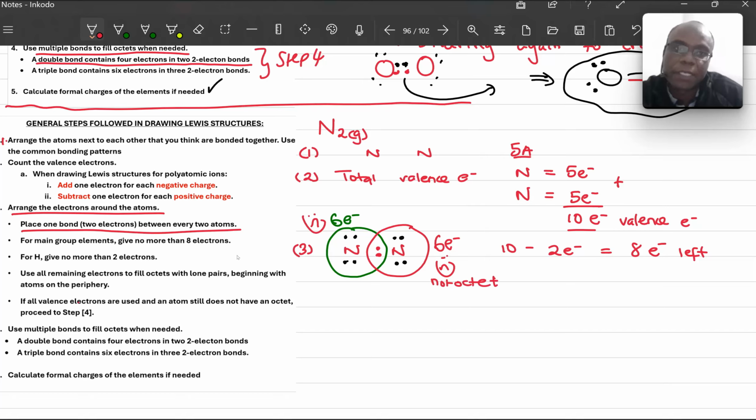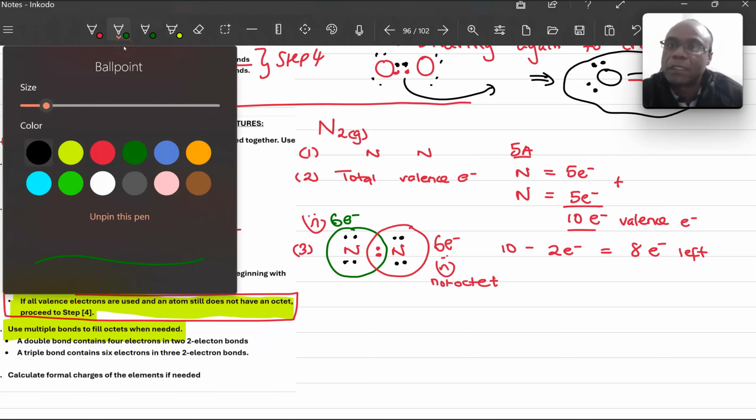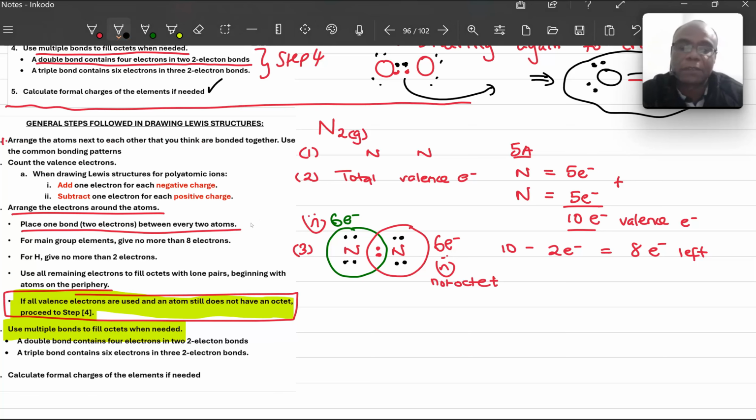They are not surrounded by 8, which is why we go to this part of step 3, which reads: if all valence electrons are used up and an atom still does not have an octet, we need to proceed to step 4, where we use multiple bonds to fill up the octet. We want all our elements to have 8 electrons around them. So to do that, we're going to share 2 electrons at a time.